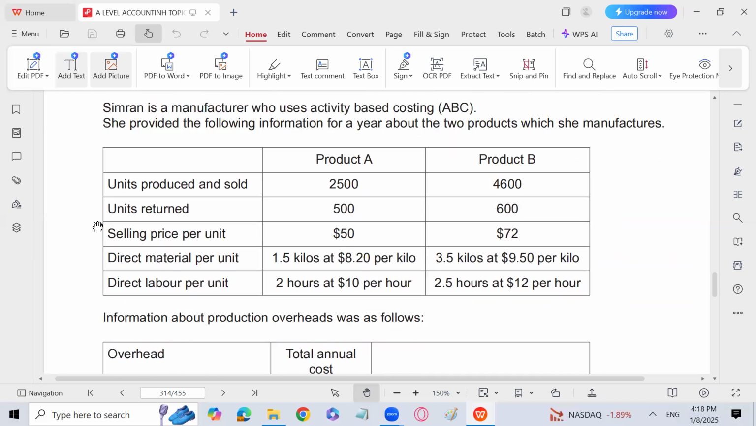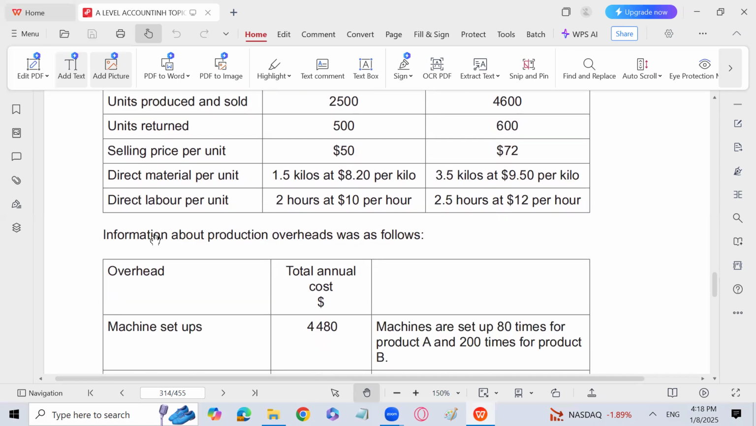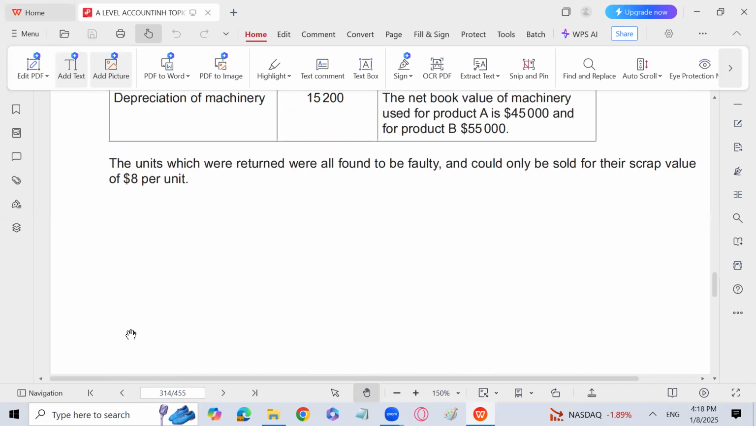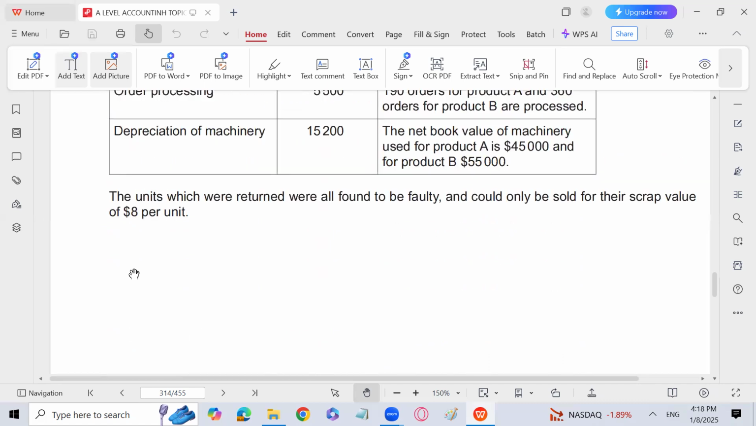So let's come back to the question. It means that we have produced 2,500 units. We will calculate the cost according to 2,500 units for product A. We will calculate the cost according to 4,600 units for product B. But the selling price for those 500 units which are returned for product A is not going to be 50, it is 8. And for product B, the selling price of 600 units which are returned is not 72, it is going to be 8 for both, right?